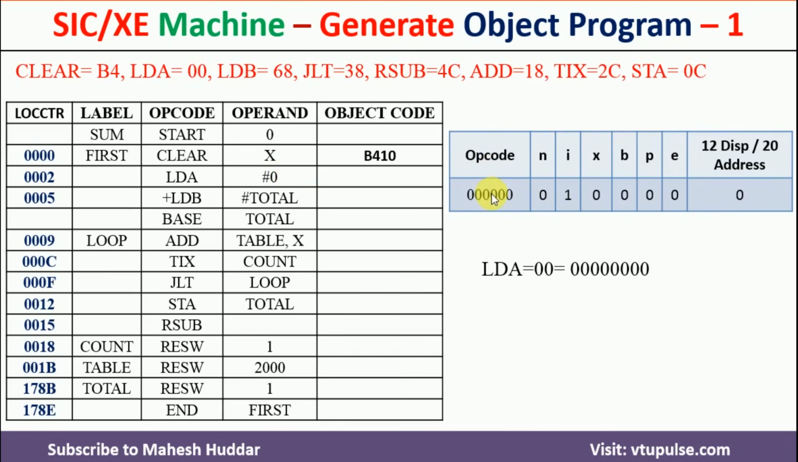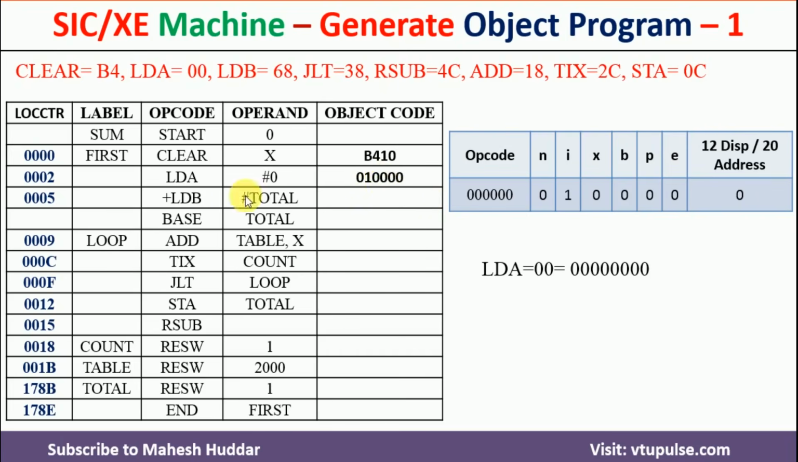Now what about the opcode? We have to take the 6-bit opcode. So I will go to this particular LDA. LDA value is 00, so the 8-bit 00 is represented something like this. We will take the most significant 6 bits and write them here. Now the first 4 bits are 0, the next 4 bits are 0001, the remaining is 0, and these 12 bits are zeros. So the meaning is 010000 here. That is the object code we will get here.